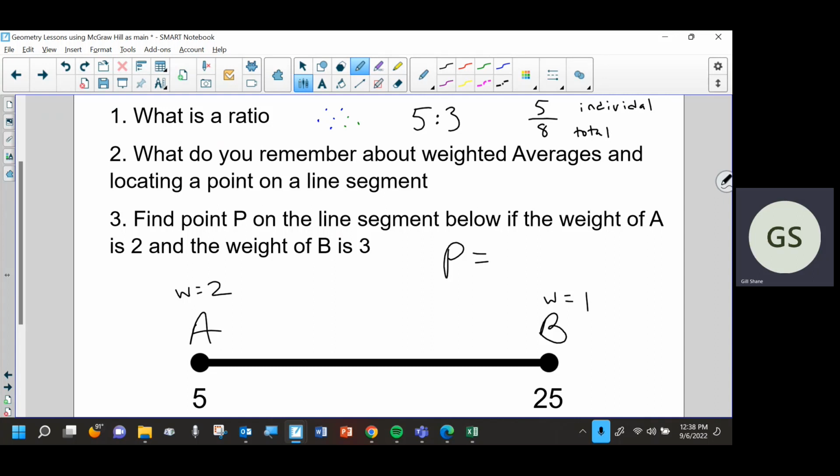So now on weighted averages. Again, this is just like figuring out the average of your quizzes when you only had 2 quizzes. If you had a 5 on one quiz and a 25 on another quiz, what's your average?